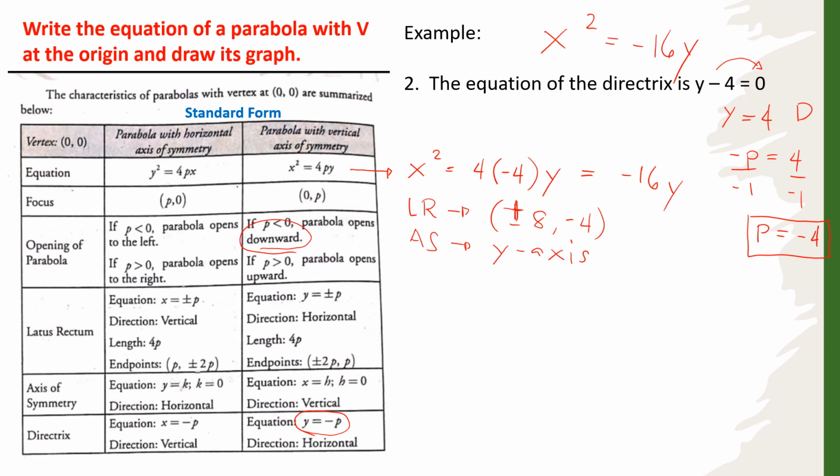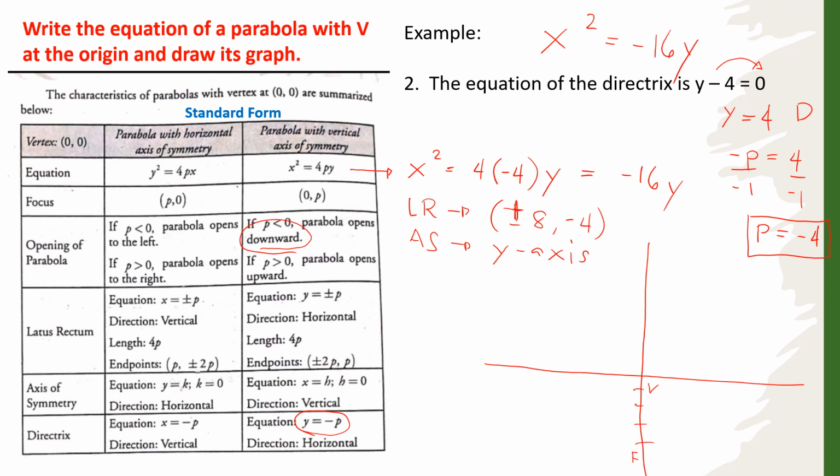So to draw the graph, on the Cartesian plane, okay, the vertex is at the origin, and then the focus will be at 0p, I mean 0, negative 4. So baba tayo, 1, 2, 3, 4. So this will be our focus, okay? So this point will serve as our focus. And then next we have the latus rectum endpoints, plus minus 8, negative 4.